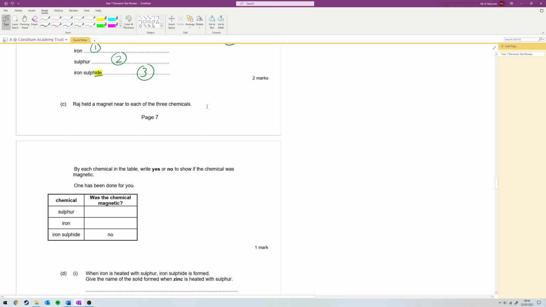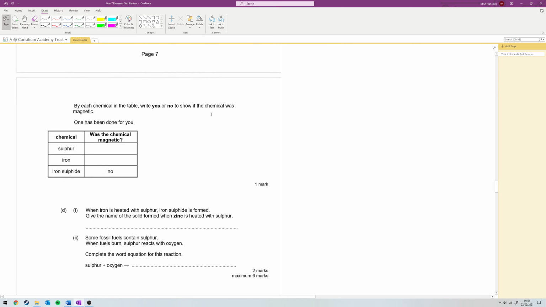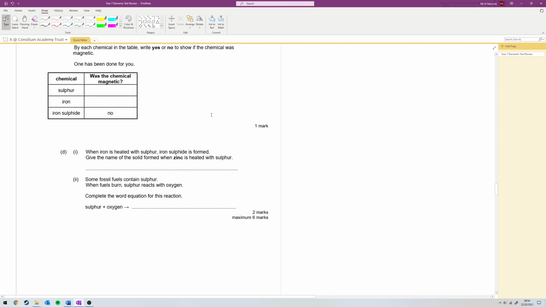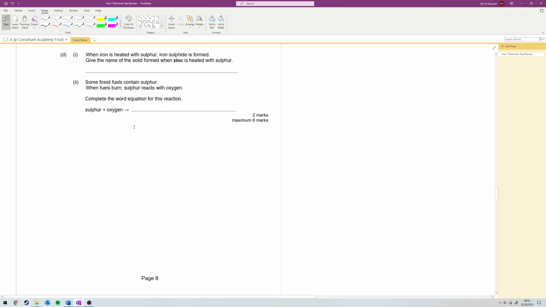So, Raj held a magnet near to the end of the three chemicals, yes or no, to see if it was magnetic. Well, we know sulfur is not magnetic, and we should know that iron is magnetic. When iron is heated with sulfur, iron sulfide is formed. Give the name of the solid when zinc is heated with sulfur. Well, if iron plus sulfur makes iron sulfide, zinc plus sulfur makes zinc sulfide.